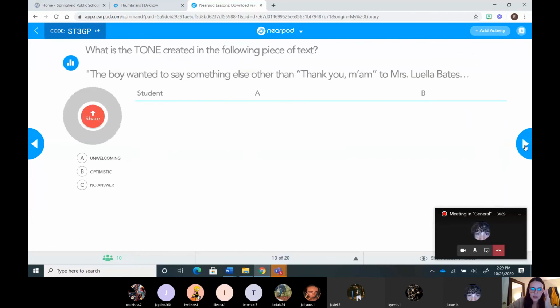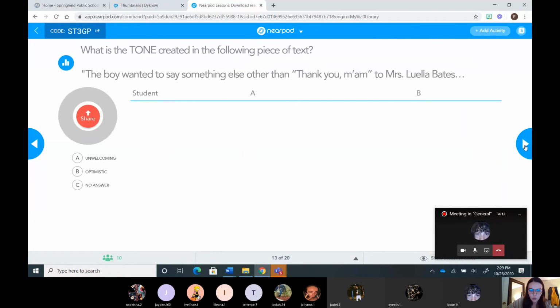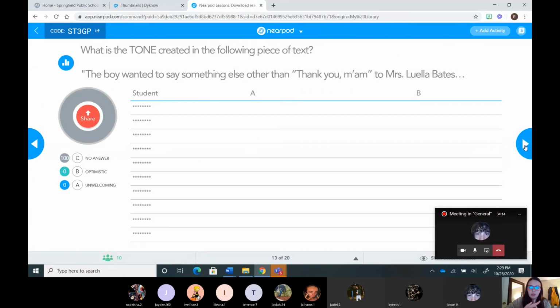Keep practicing. So the next one I want you to think about is the tone. So how does the author feel about this specific example? So I pulled something from Thank You, Ma'am. Again, another story we read a few weeks ago, but this is at the very end after she's given him money and has walked him to the door.